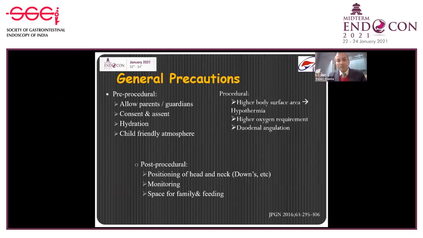General precautions pre-procedure include: we should allow the parents and guardians in the endoscopy area to allay the anxiety. Consent and assent forms should be taken. The child should be well hydrated. It should be a child-friendly atmosphere. While performing the procedure, we should be aware that children have higher body surface area, so they are more prone to hypothermia. They have higher oxygen requirement, and while doing endoscopy, we should be aware of the duodenal angulation. Post-procedure, there should be appropriate space for the family and feeding, and also the monitoring apparatus should be proper. Positioning of the head and neck is important for certain patients, like high-risk patients such as Down syndrome.